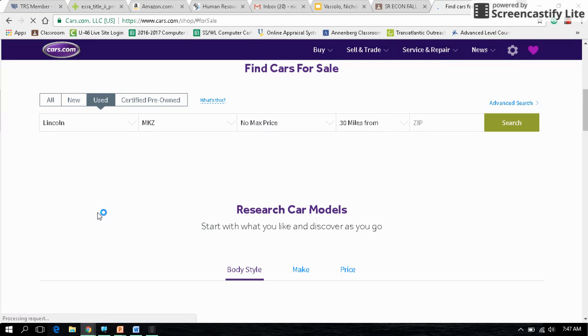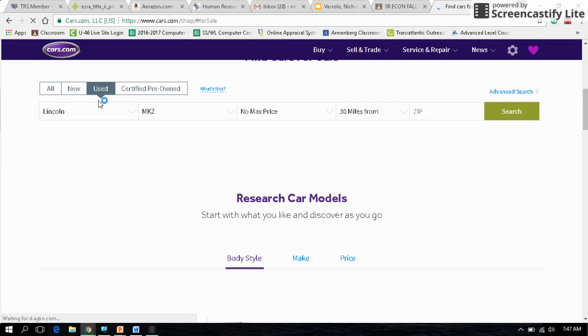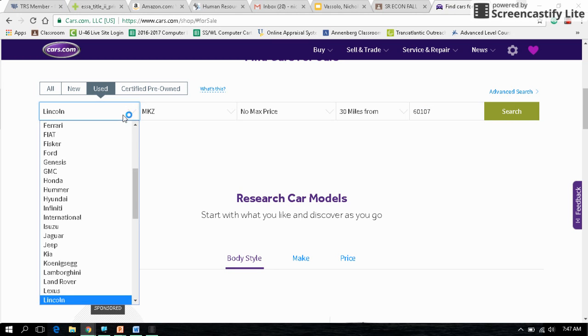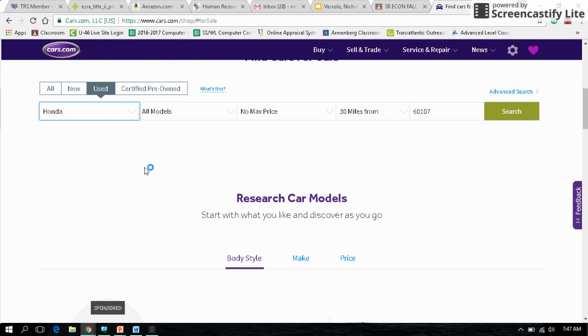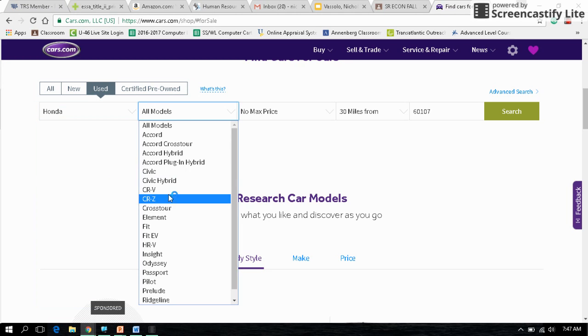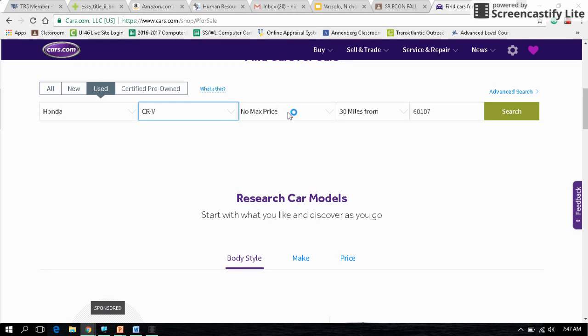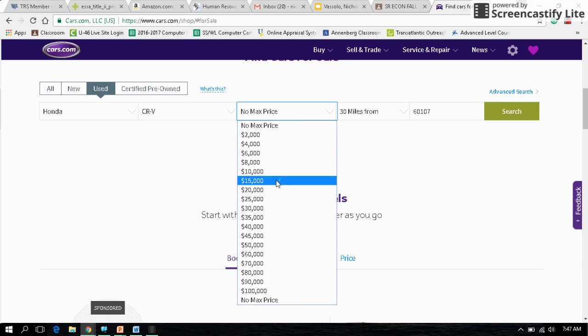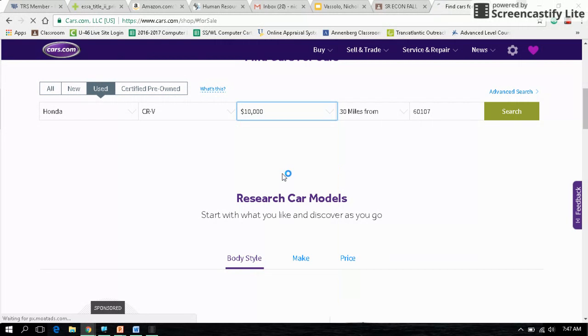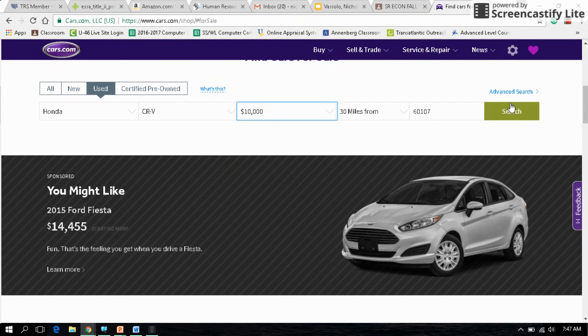Navigate this. Boy, slow internet today. So Streamwood. I'm just going to be looking for a regular old Honda CR-V. Let's see, the max price that I'll pay is probably $10,000, let's say. And let's go get me a car.